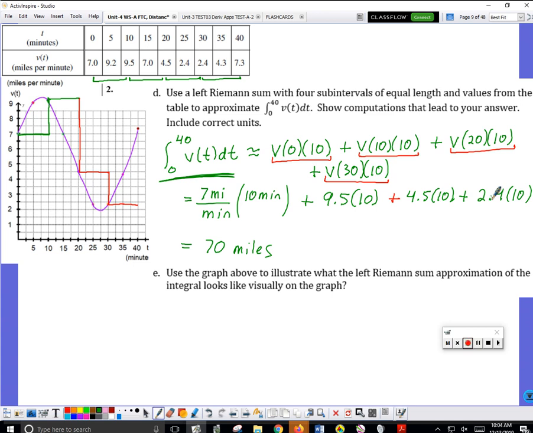So, question? You can't just do this. You can't just show this computation. Like in, say, 70 plus 95 plus 45 plus 24. They want to see that you're understanding what integration is. So, questions? Cool.